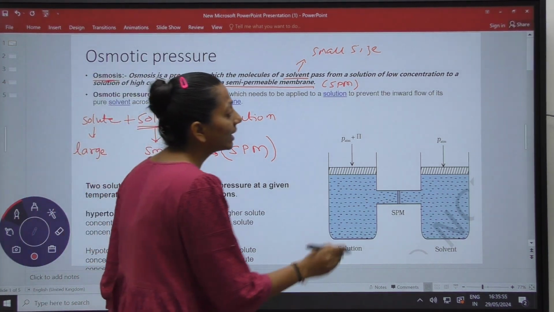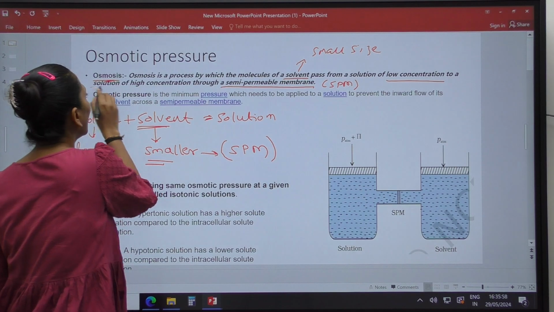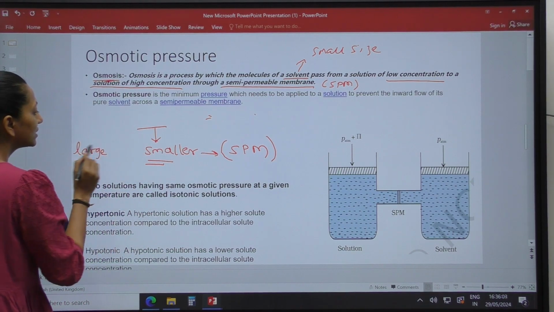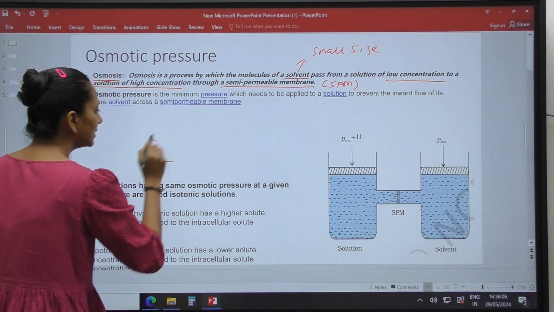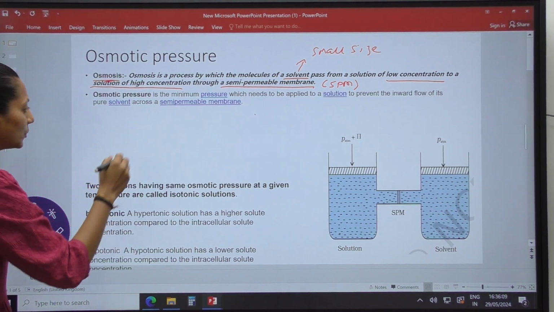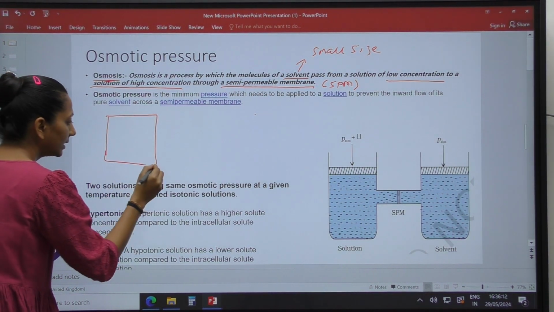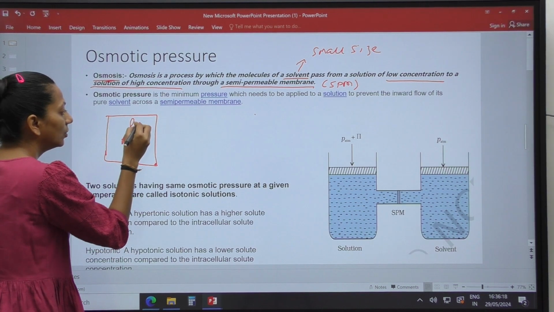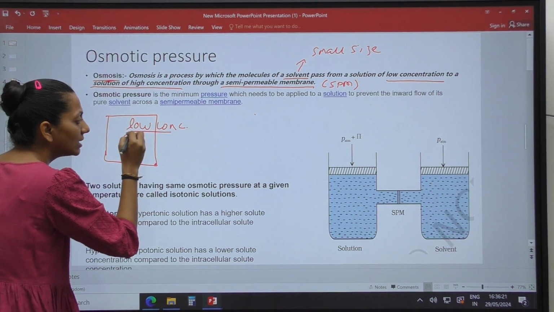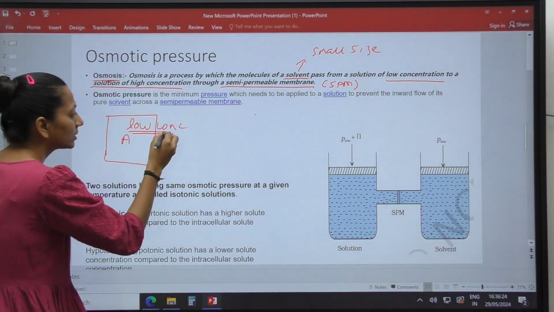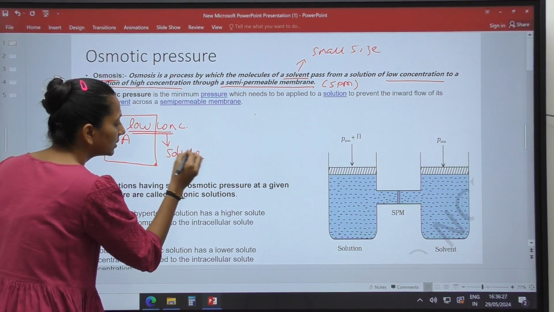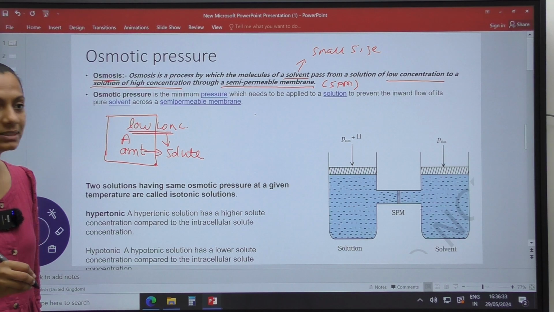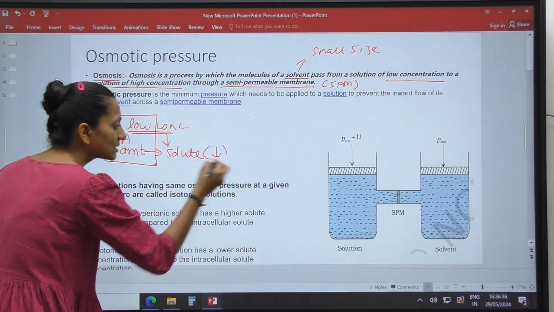Now, one more thing is written: the solvent molecules move from low concentration to high concentration. Suppose I have a solution A with low concentration. Low concentration means the amount of solute, which amount is low? The amount of solute. The amount of solute will be less as compared to the other solution.